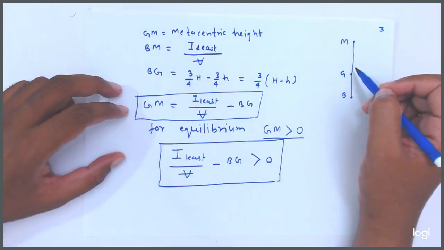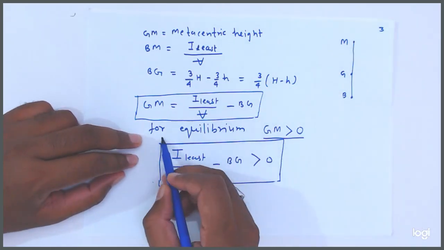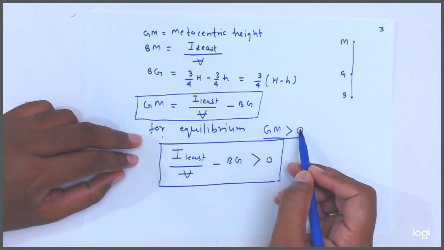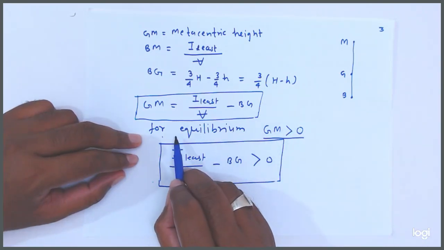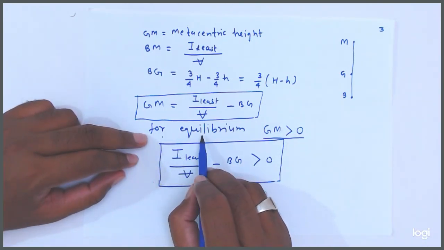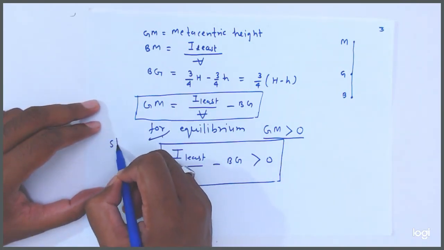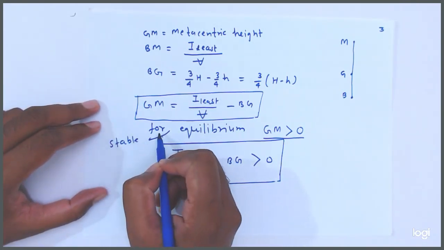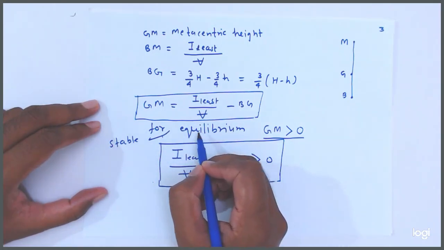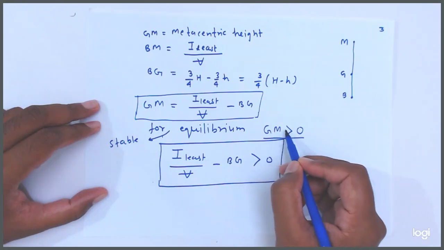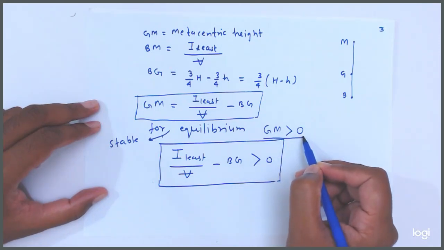So for stable equilibrium, GM should be greater than 0. Okay, first we understand the concept. For stable equilibrium, GM should be greater than 0.